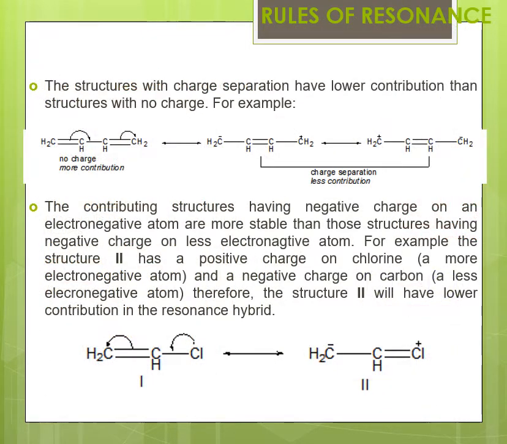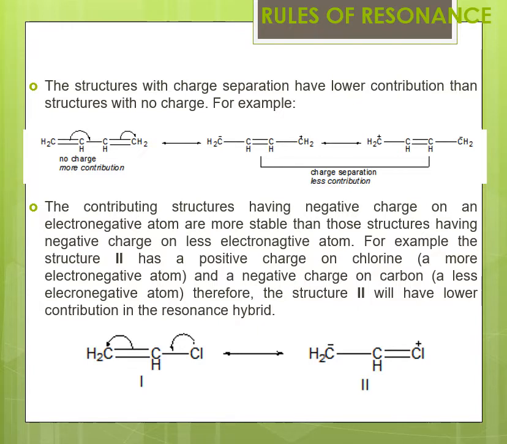Right? Structures with charge separation have lower contribution than structures without charge. So we have two structures. One has no charge, and the other has charge. Then the structure with no charge will be more stable than the structure with charges. Right? The next rule is that among contributing structures, the structure in which there is a negative charge on an electronegative atom will be more stable than one with a negative charge on an electropositive or less electronegative atom.